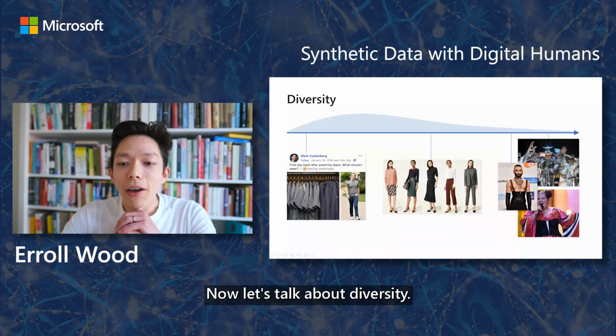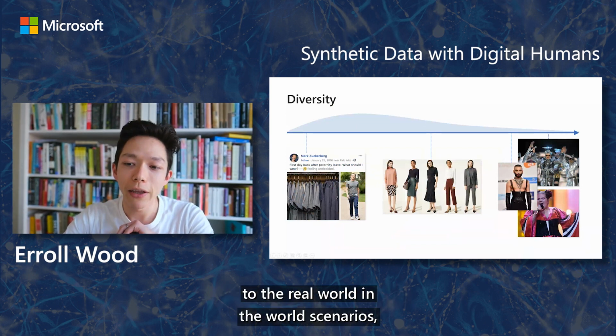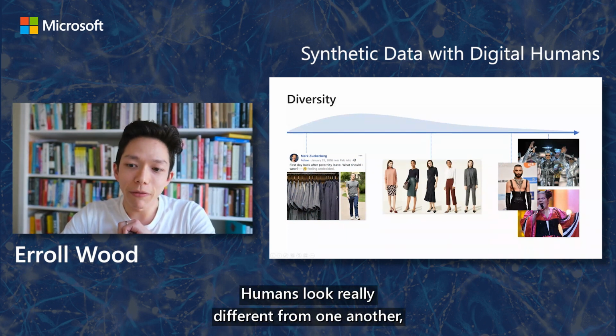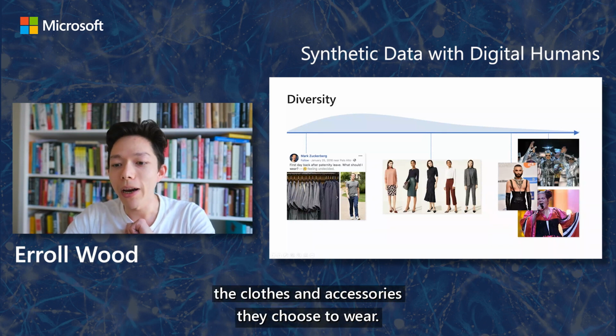Now let's talk about diversity. So for training data to generalize to the real world in the wild scenarios, it should represent the diversity of humanity. Humans look really different from one another, both in their size and shape, and in the clothes and accessories they choose to wear.